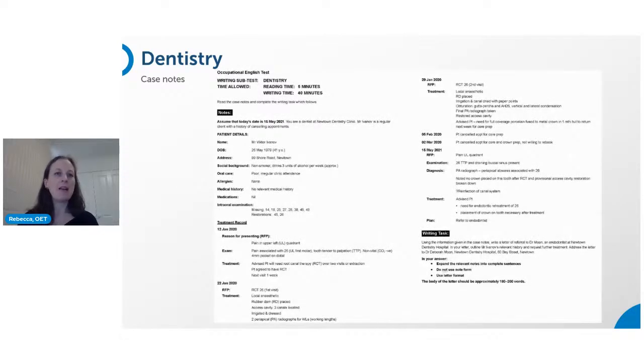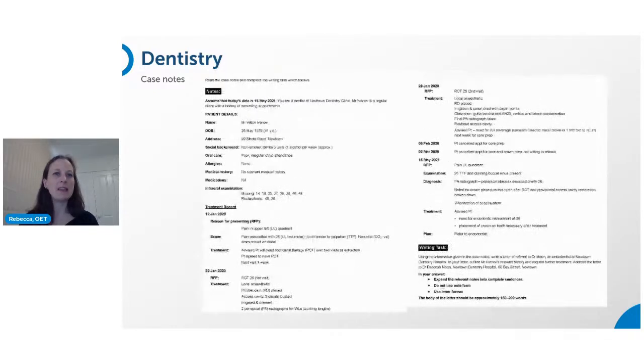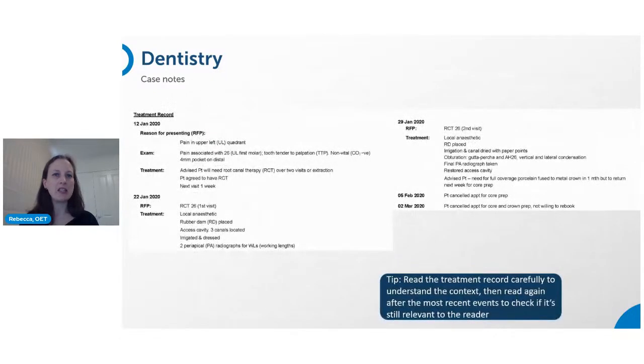Let's look back now at the treatment record for this patient. So we can see that the patient presented in January last year with pain in tooth 26 and agreed to have root canal therapy. This was conducted on 2 sessions, both in the same month, and then the patient was advised to return for core prep the next week ahead of crown placement in a month, but he cancelled both appointments.